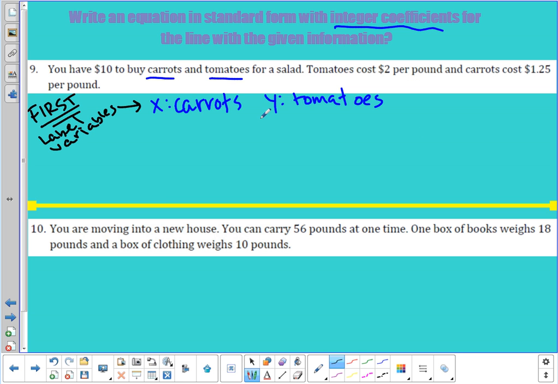So when I write this out, tomatoes cost $2, so that goes with the y. Carrots cost $1.25, that goes with my x. So my equation looks like this, 1.25x plus 2y. The total dollar amount that I have to spend is 10, so is equal to 10. Now, I'm really close. All of my numbers are positive, and I really only care about the first one.